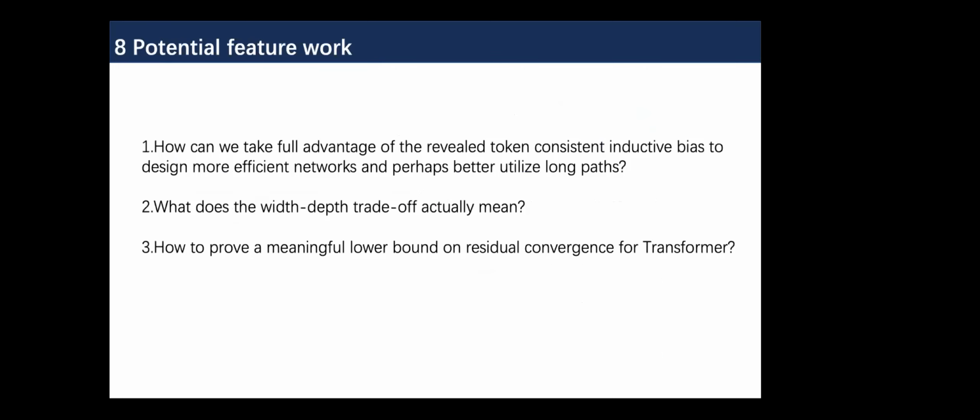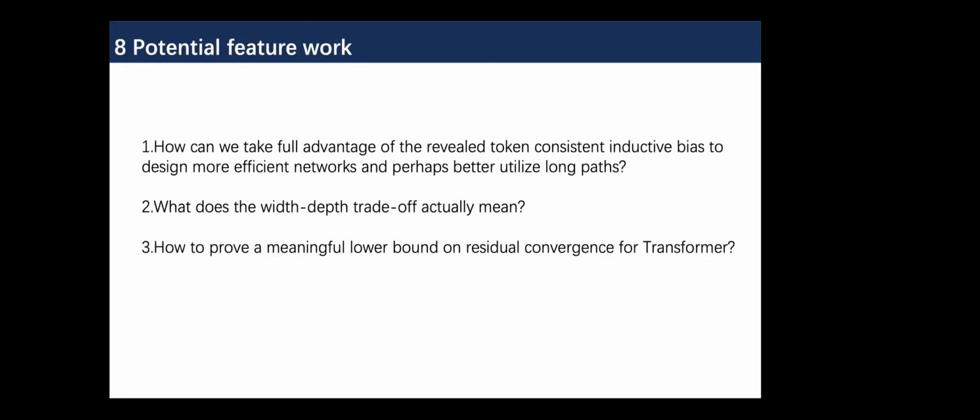And the second future work is, what does the width and depth trade-off actually mean? This question is also indispensable for discussing deep learning models. I think in the attention system, maybe the width means the number of heads, and the depth means the layers of the whole architecture. But now we find that if we have more layers, we have the problem of rank collapse.